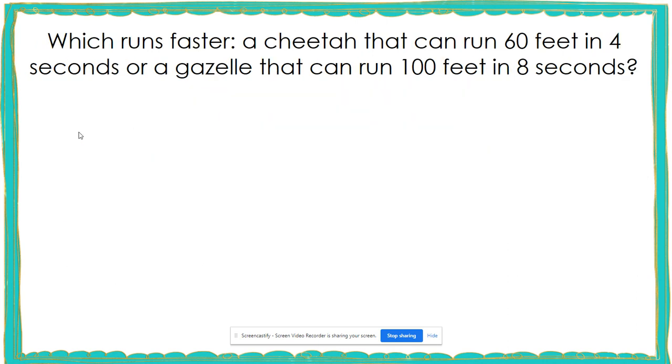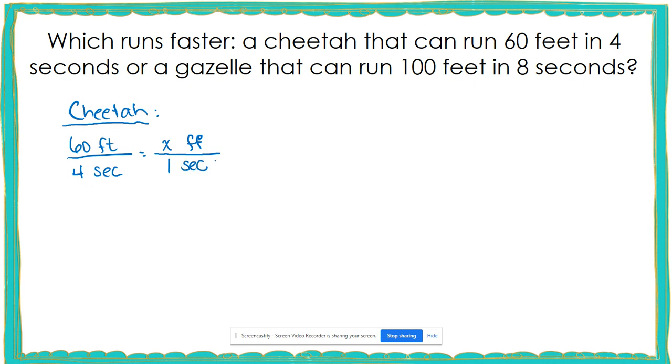Which runs faster? A cheetah that can run 60 feet in 4 seconds, or a gazelle that can run 100 feet in 8 seconds? So if I look at my cheetah, I'm going to find its unit rate of speed. I know that the cheetah can run 60 feet in 4 seconds, so that's going to be my first ratio. And in this case, I need to know how many feet. So I'm looking for feet, and I need to know in how many seconds instead of how many hours. So 4 seconds is going to be changed to 1 second.